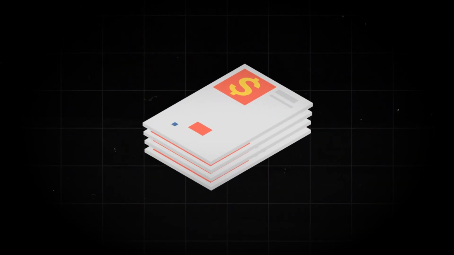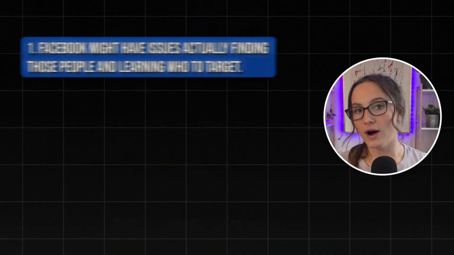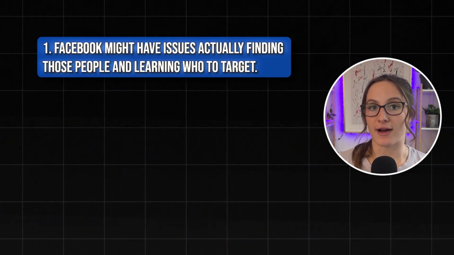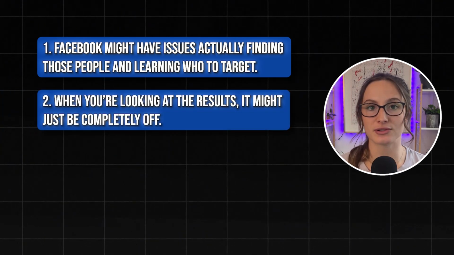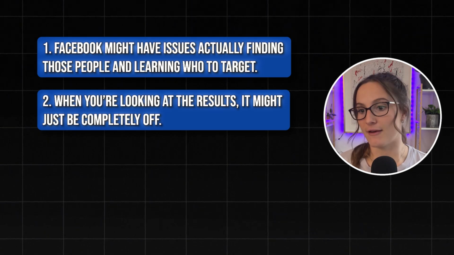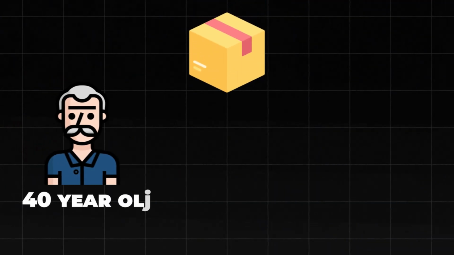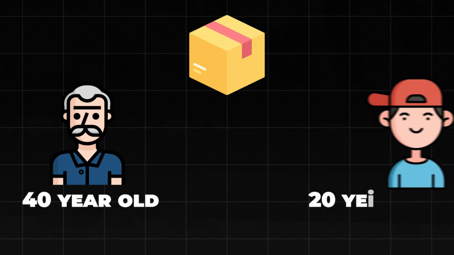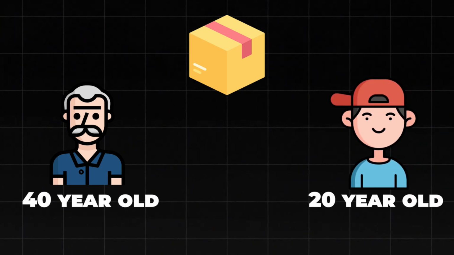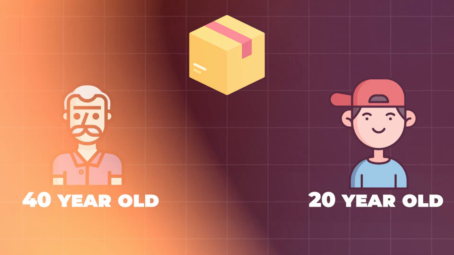And so if we're putting too many different types of products for different types of people or demographics that would actually buy it, one, Facebook might have issues actually finding those people and learning who to target and what segments of people it should be showing your ads to. But two, when you're looking at the results, it might just be completely off, because if men over 40 are buying this one product, but then you also have something that 18 to 20-year-olds might buy inside of the same campaign or ad set, it can be confusing for you to know, are these good or bad?